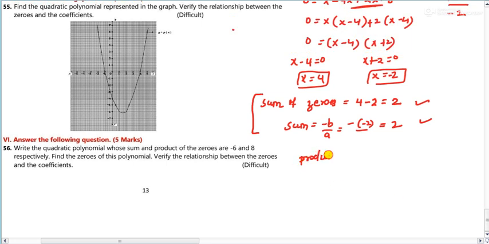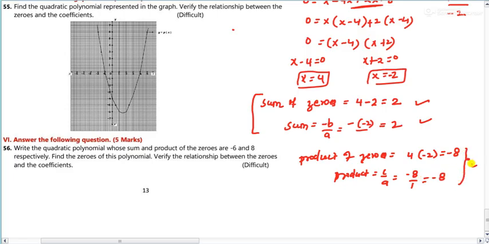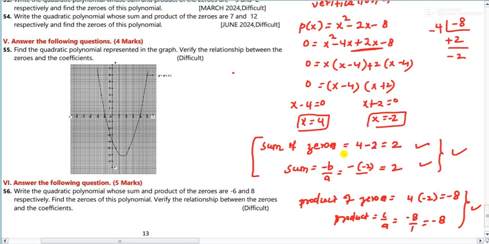Next is product of zeros. So using the values, we have 4 into minus 2, which is equal to minus 8. Now using the formula, what is the formula? C by A, correct? Yeah, so minus 8 by 1, which is equal to minus 8. So even these two are the same. Got it? Any doubt, everyone? Okay. Now can you try the next question?